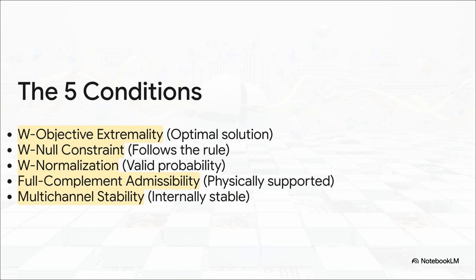But the last 2, these are the real game changers. Number 4, full complement admissibility. That's the physical support rule we just talked about. Can its neighbors actually build it? And number 5, multi-channel stability. It means the state has to be internally sound. You know, all those hidden properties, they can't have any critical flaws, like being under too much internal stress. Only a state that gets a green checkmark on all 5 of these can truly exist.